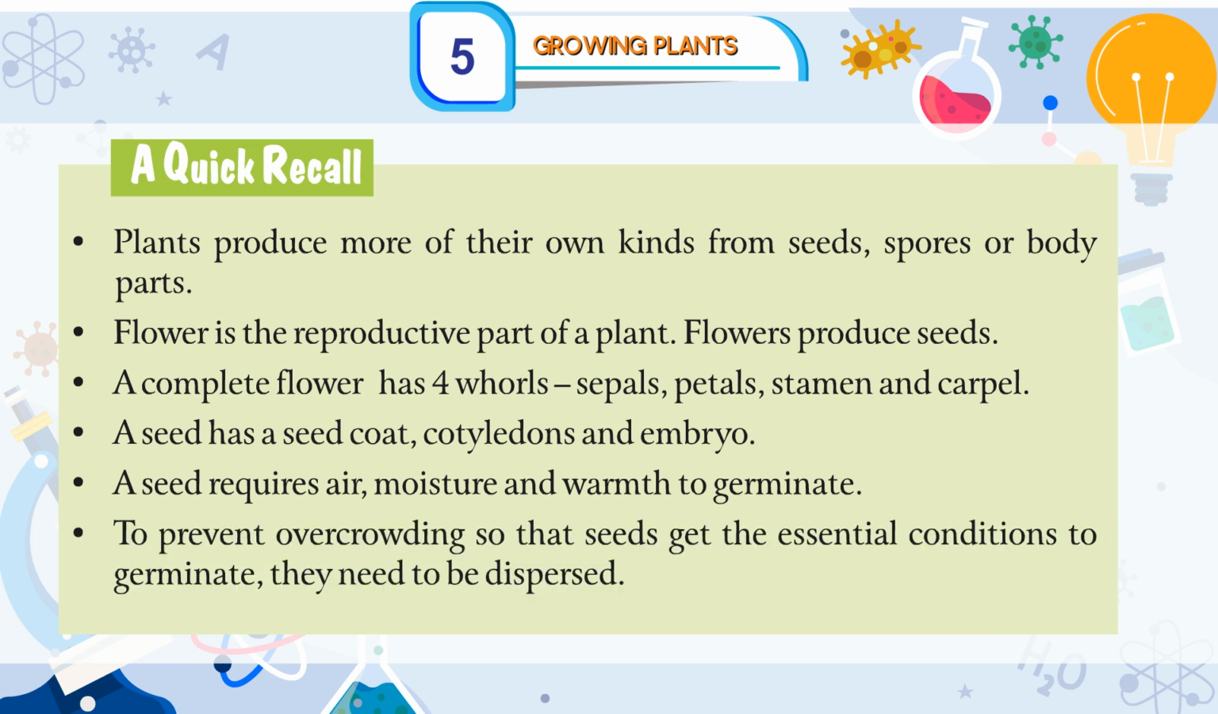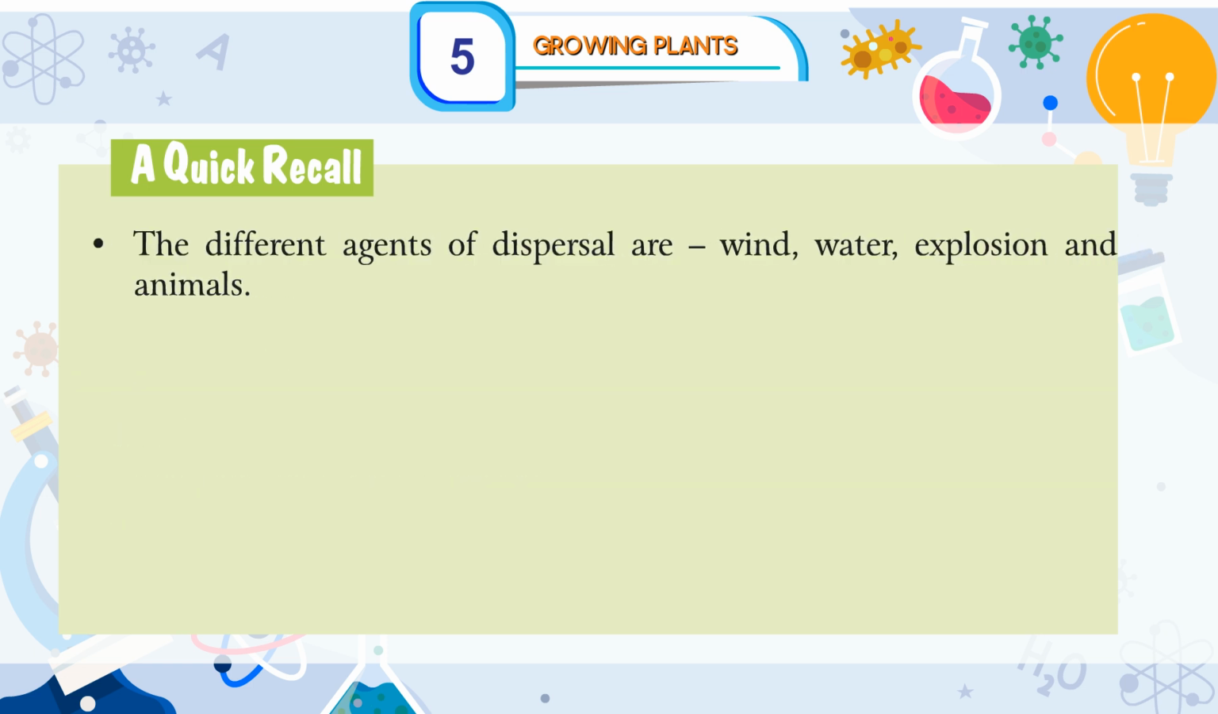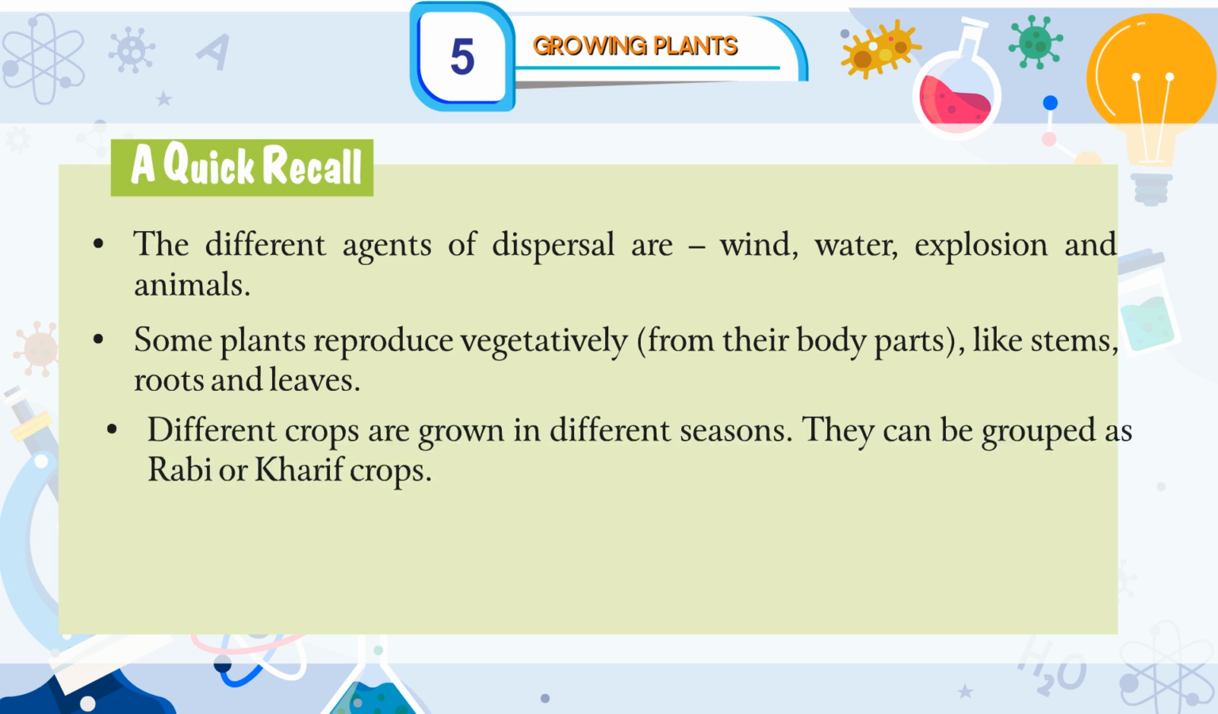To prevent overcrowding, so that seeds get the essential conditions to germinate, they need to be dispersed. The different agents of dispersal are mice, wind, water, explosion, and animals. Some plants reproduce vegetatively from their body parts, like stems, roots, and leaves.